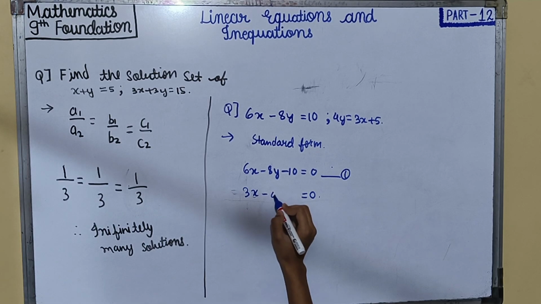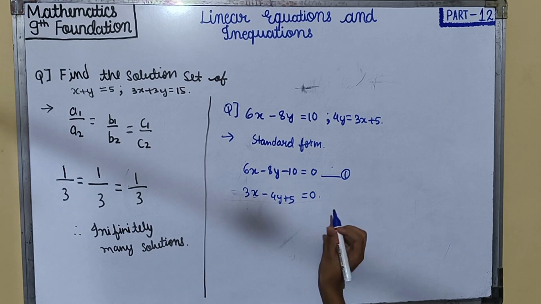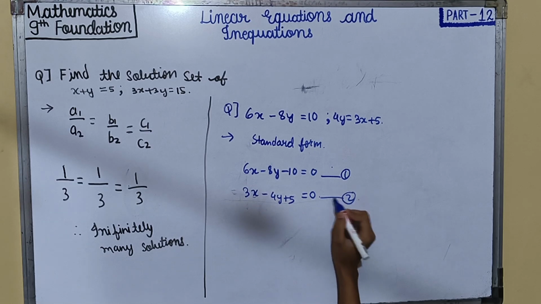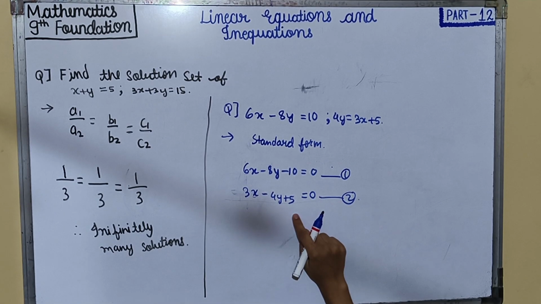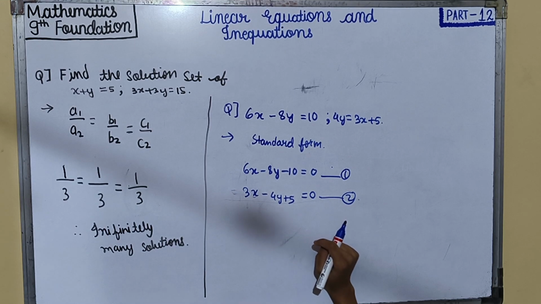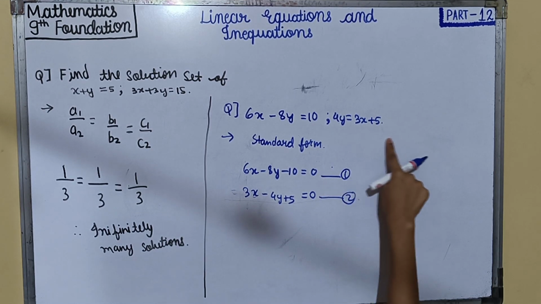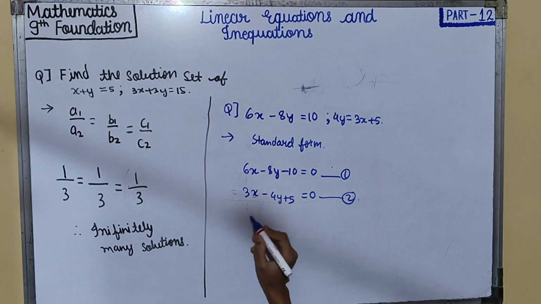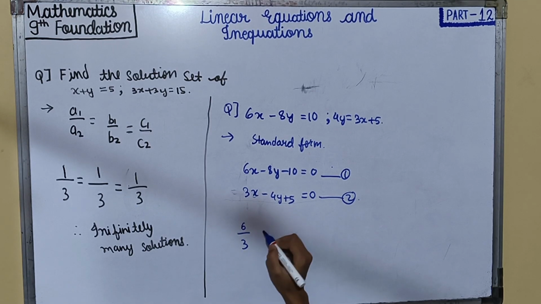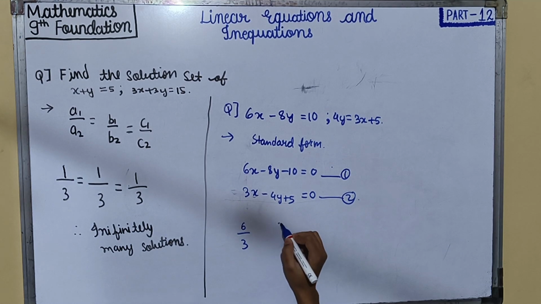So minus 4y plus 5 is equal to 0. This is the second equation. First we have to write the x term, then the y term, then the constant, and then equal to 0. We have transposed this 4 to the RHS. Now we'll write the coefficients of x, y respectively, and then the constants, with their signs.